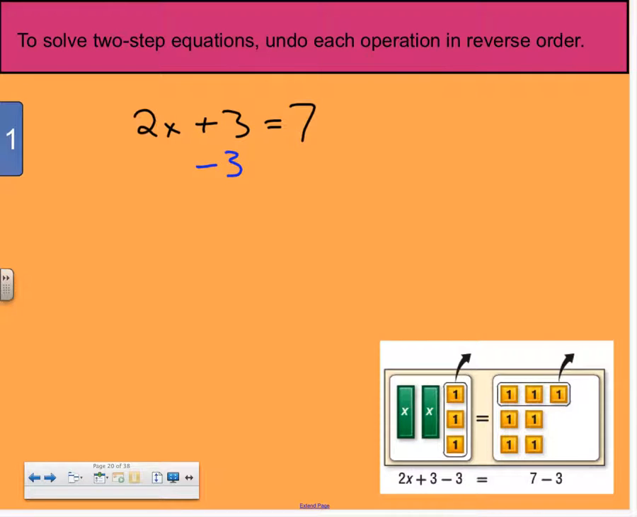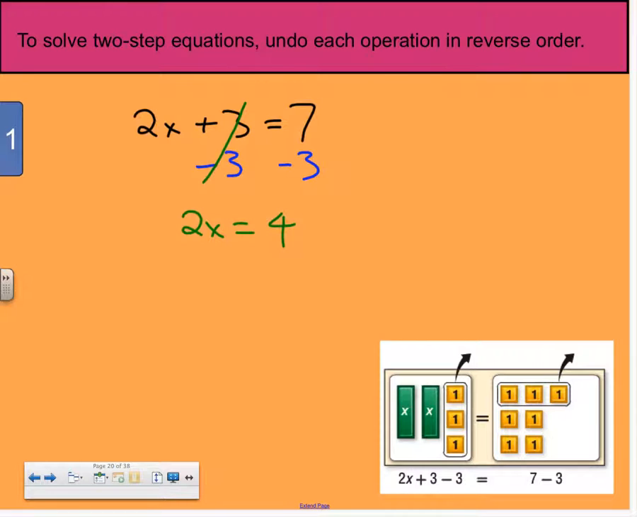Remember, we're doing the opposite operation, and we have to do it on both sides to keep the equation equal. Once we have done that, the adding 3 and the subtracting 3 will cancel out. We are left with 2x equals 4. Now I have 2x equals 4. Who can let me know what the next step is? Devin. Okay, very good. Devin says to divide by 2 on both sides.